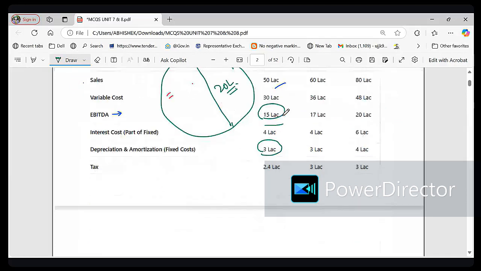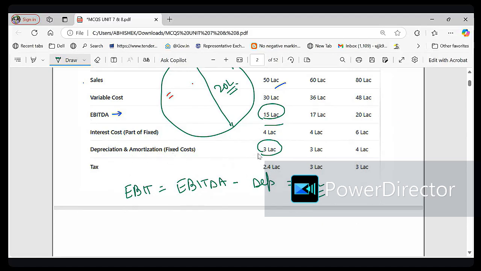So just subtract. How to calculate EBIT? Earning before interest and tax is equal to earning before interest, tax, and depreciation minus depreciation. If we subtract depreciation from EBITDA, we will get EBIT. How much is the EBIT? 12 lakh. Is it clear? EBITDA minus depreciation.